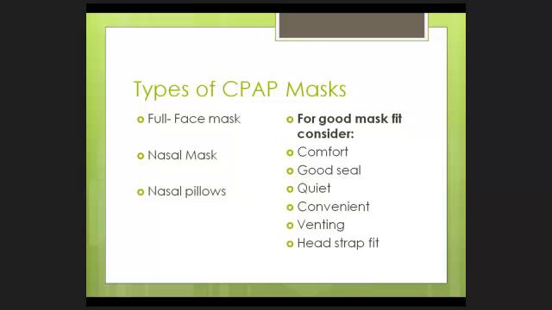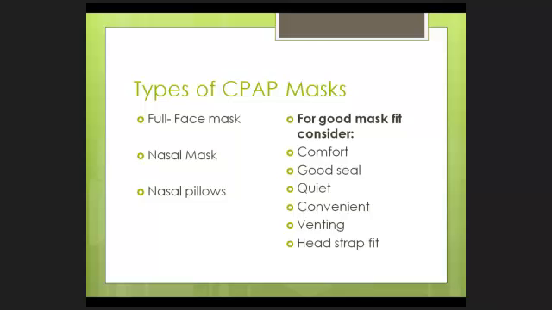Before we discuss the basic types of CPAP masks, let's consider the attributes of a good mask fit. A CPAP mask should be comfortable and provide a good seal for optimal CPAP pressure. Mask should be quiet and convenient to use. Good venting of the mask should also be considered. Look to see where each mask vents. Does it blow up into the eyes? Does it blow straight out and blow air at your bed partner?